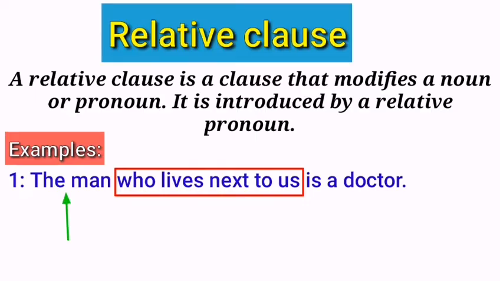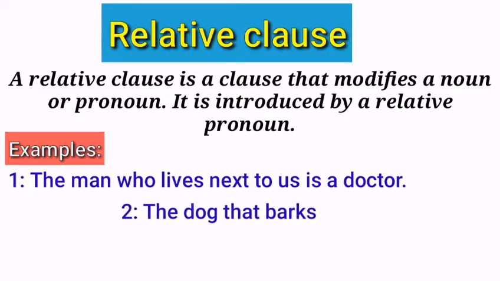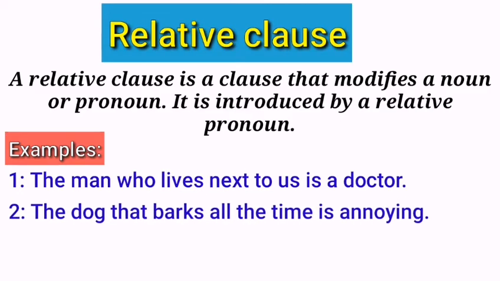And the last point was that a relative clause would be a group of words, so this is also a group of words and it has its own verb, lives. Actually, all those characteristics which we have mentioned are available in this group of words, so that is why it is a relative clause. The next example is: the dog that barks all the time is annoying.